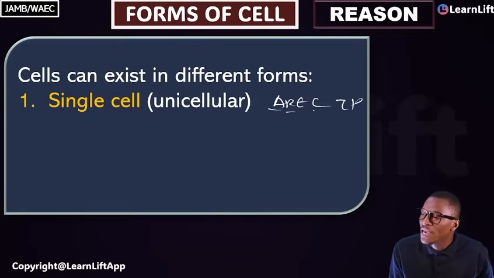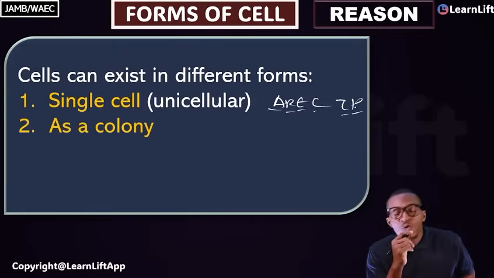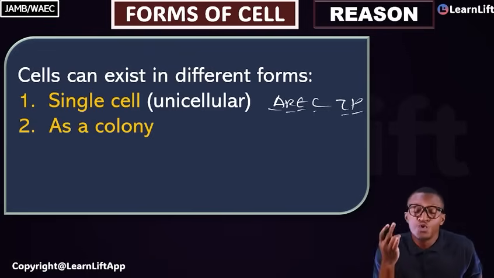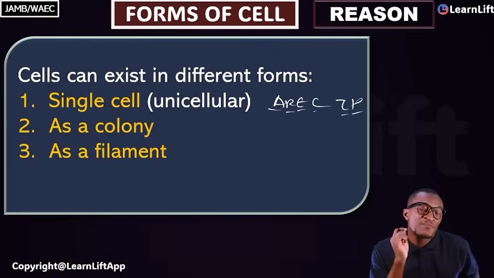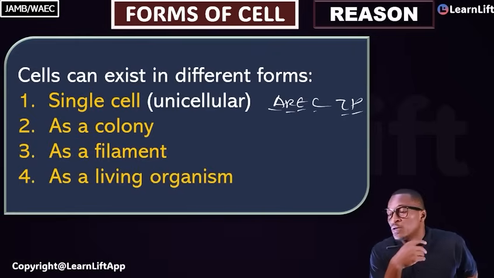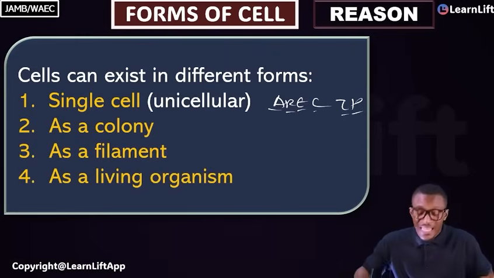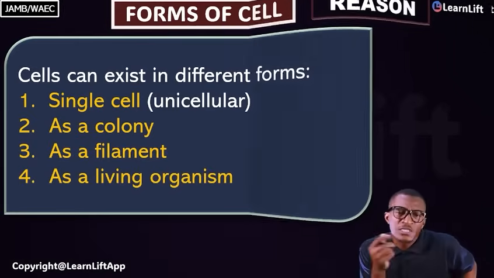APECTIPI: Amoeba, Paramecium, Euglena, Chlamydomonas, Trypanosoma, Plasmodium. Are you seeing that? As a colony, we have your Volvox, Urodina, and your Pandorina. I taught that. And we also have as a filament, Spirogyra filament, right? And then as an organism, man. Any animal that is complete is said to be what? So those are the forms.